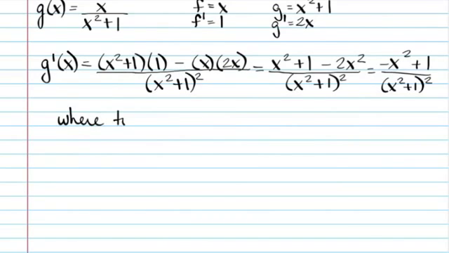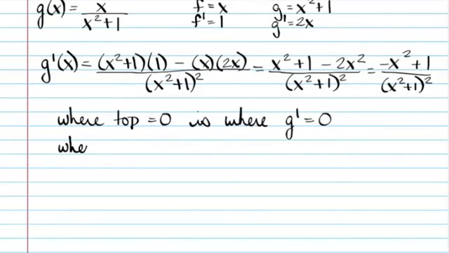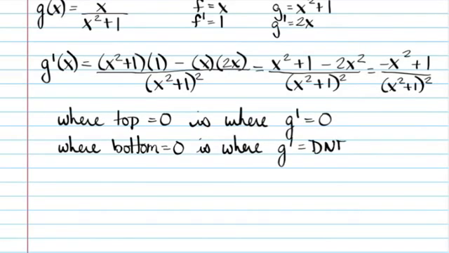Okay, now what you have to think about for a quotient is where the top is equal to 0, because that is where g prime is going to be equal to 0. And where g prime equals 0, you get critical points. Now you also have to think, where is g prime not going to exist? It's not going to exist when the bottom is equal to 0. So we have to look for both the top and the bottom of our quotient where that's equal to 0 to find all our critical points.